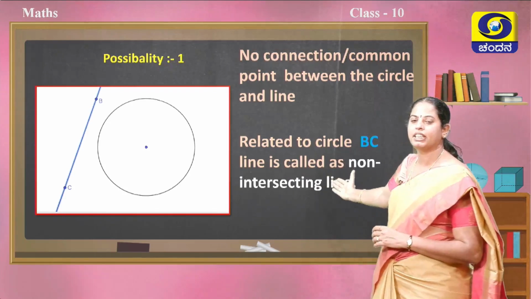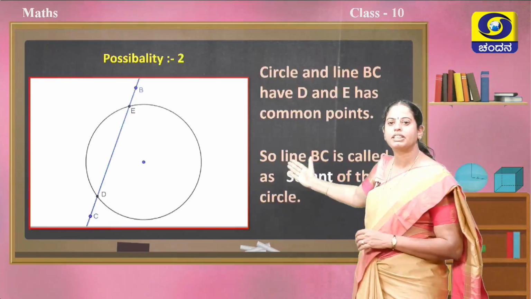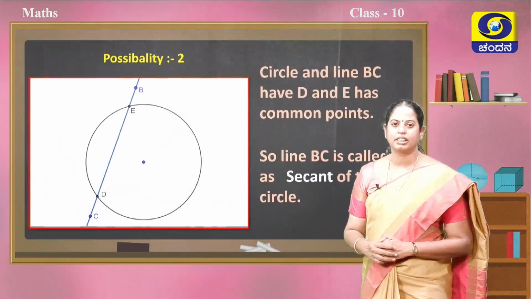The relation between the circle and the line BC is that they are non-intersecting. We call BC a non-intersecting line.